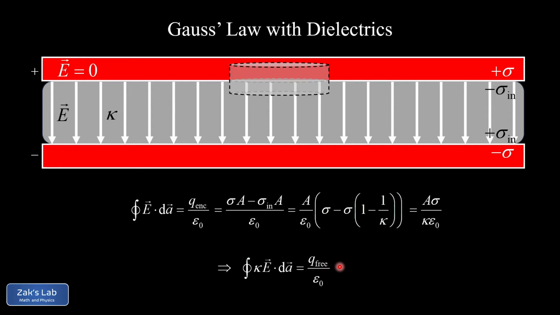So putting it all together, this is our modified version of Gauss's law when there's a dielectric present. And the way to look at this is that we're calculating the flux of kappa E on the left-hand side. And then the remarkable thing about the right-hand side is only the free enclosed charge matters. The induced enclosed charge doesn't matter at all for getting this calculation done.